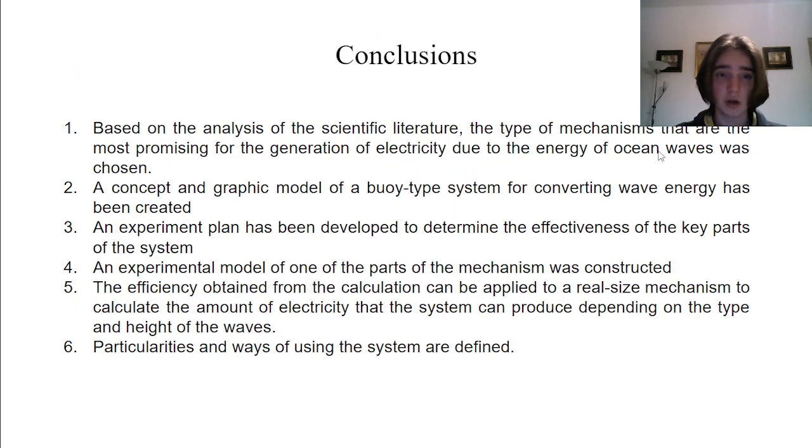Conclusions. Based on the analysis of the scientific literature, the type of mechanisms that are the most promising for the generation of electricity due to the energy of the ocean waves was chosen. A concept and graphic model of a buoy-type system for converting wave energy has been created. An experimental plan has been developed to determine the effectiveness of key parts of the system. An experimental model of one of the parts of the mechanism was constructed. The efficiency data for the calculation can be applied to a real-size mechanism, and particularities and ways of using the system are defined. Thank you for your attention.